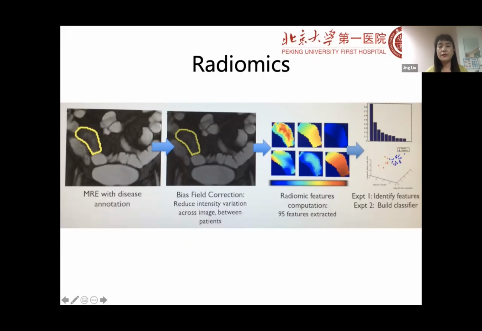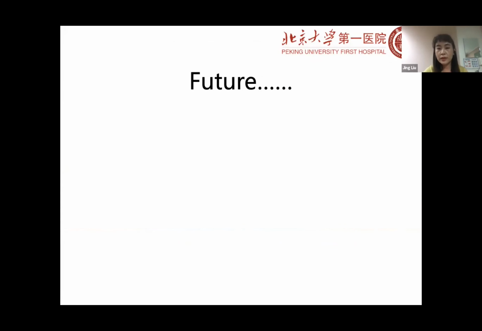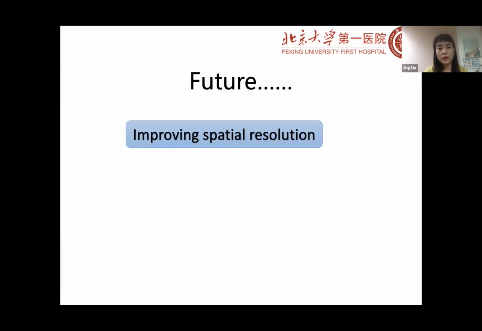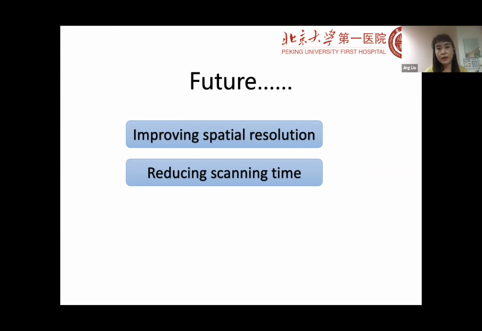So again, radiomics is software that could extract textural features from the images, and maybe provide more information on fibrosis. It's still at the research stage. And in future, we need to first improve the spatial resolution of MRI and reduce scanning time, because MRI enterography will take about 30 minutes. 30 minutes is relatively long.